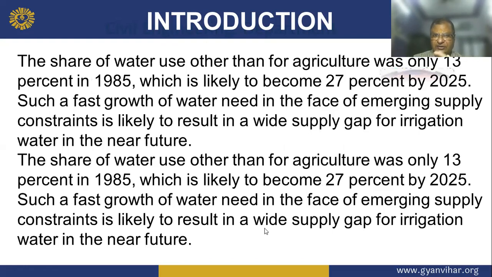The share of water use other than agriculture was only 30% in 1985 and is likely to become 27% by 2025, and such a fast growth of water need in the face of emerging supply constraints is likely to result in a wide supply gap for irrigation water in the near future.